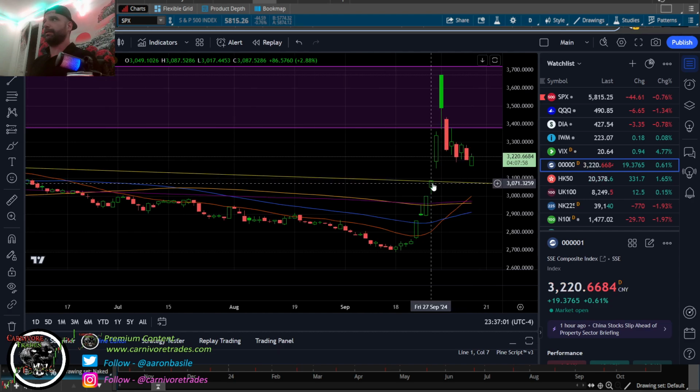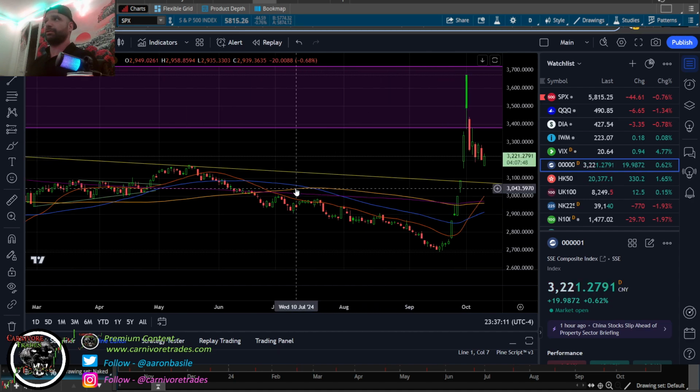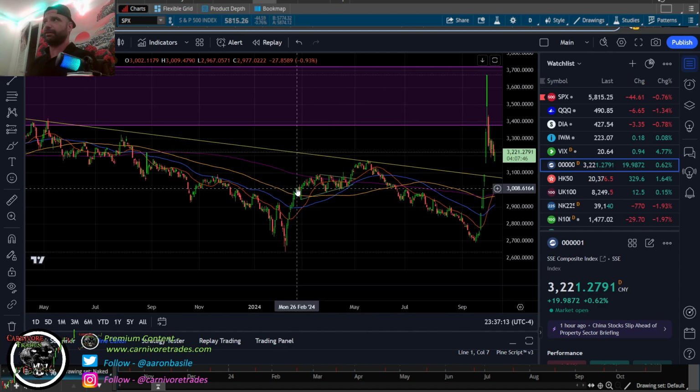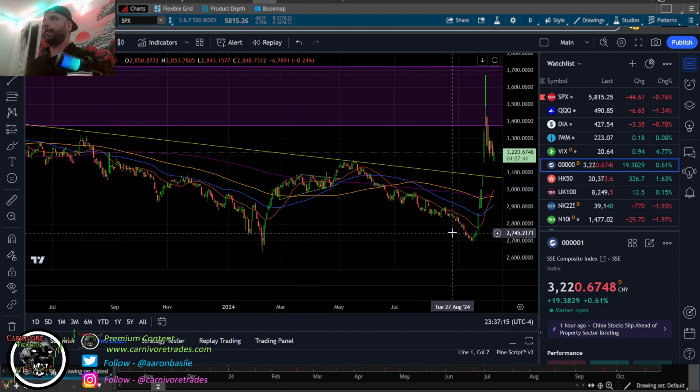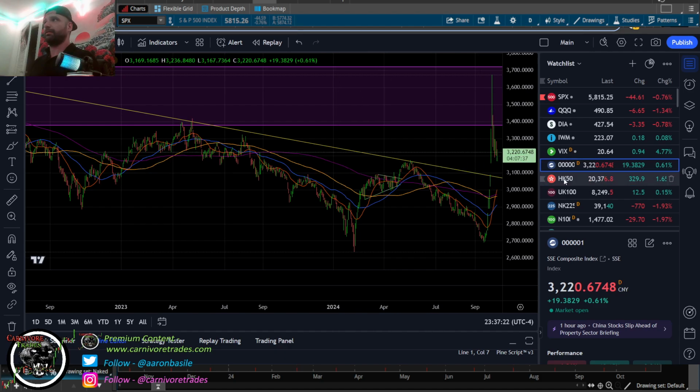that big gap right there, look at where this closed. 3,087. It opened at 3,200. That's a huge gap. That's a huge percentage gap for an index. This isn't a stock, it's an index. It's a whole market. When that happens, that's impulse. Like, let that go. Let that go higher.